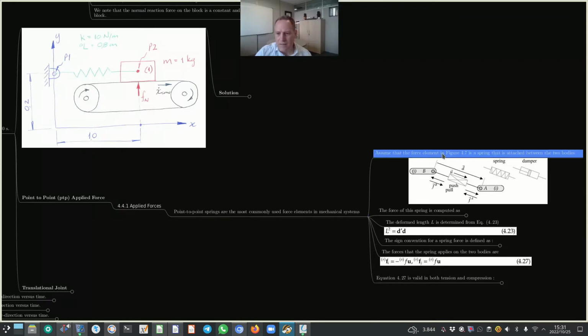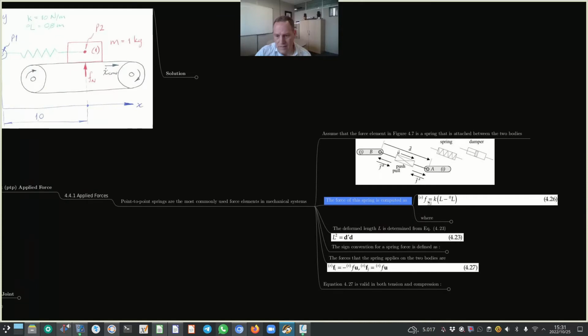Okay, so assume that the force element in figure 4.7 that you can see on the screen is a spring that is attached between two bodies, body I and body J. The force of this spring is computed as F^S, for spring force, equals K multiplied by (L minus L^0). And this is expression 4.26.